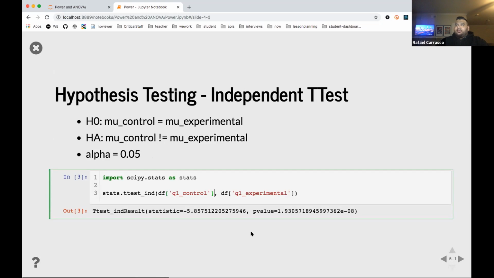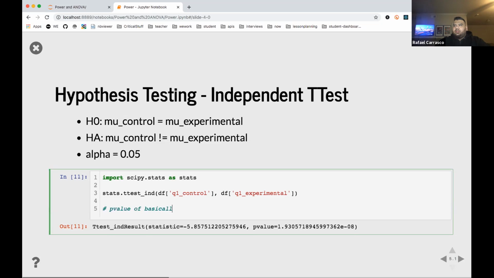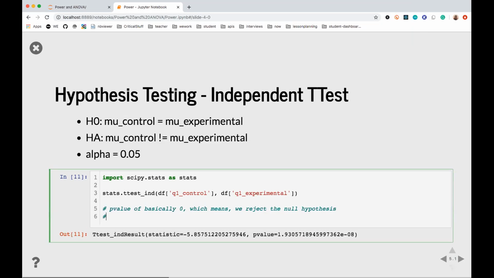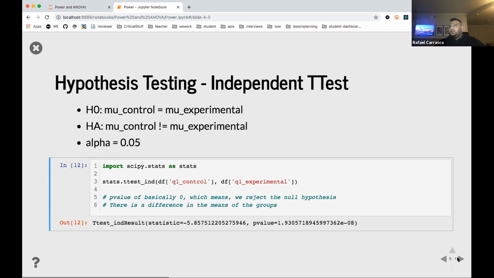And then here we get our p-value of basically 0, which means what? Do we reject or fail to reject our null hypothesis? Reject. We reject the null hypothesis. So there is a difference in the means of the groups. Okay. Cool.